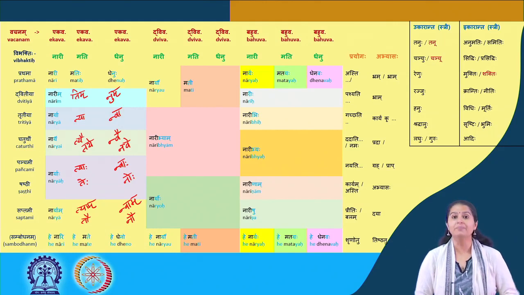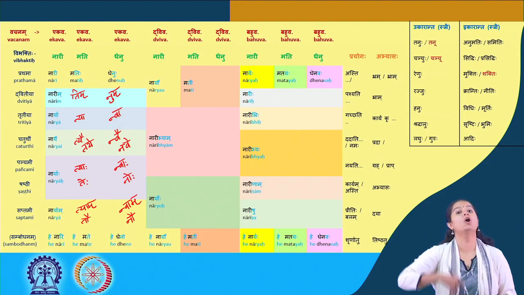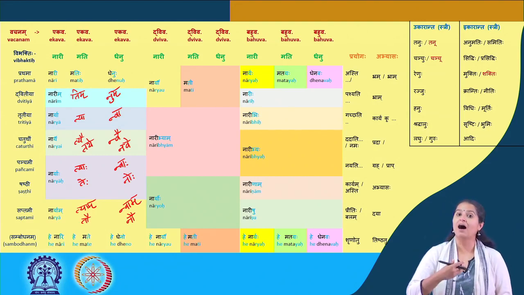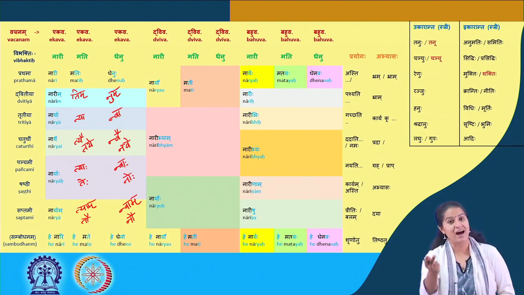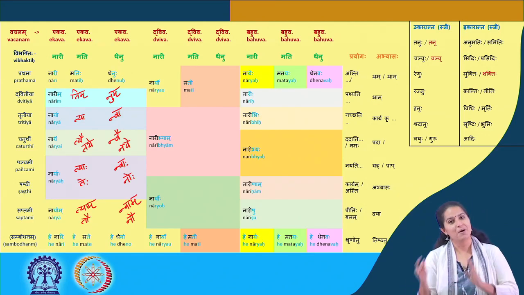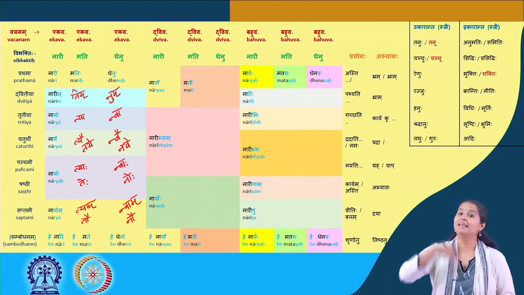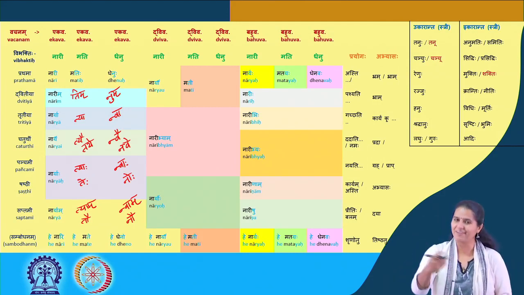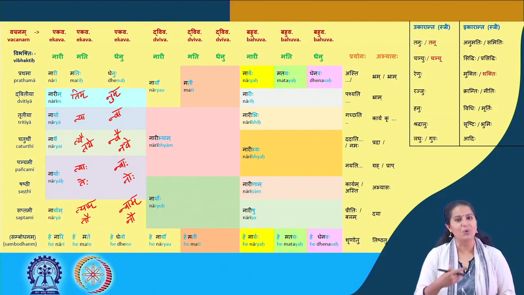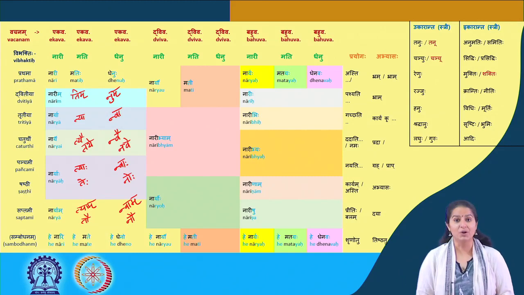So let's do it together. Matihi, matim, matya, matyai or mataye, matyaha or matehe, matyaha or matehe, matau, he, mate. Uttamam. Moving on to dhenu. Dhenuhu, dhenum, dhenva, dhenvai or dhenave, dhenvaha or dhenoho, dhenvaha or dhenoho, dhenau, he, dheno.